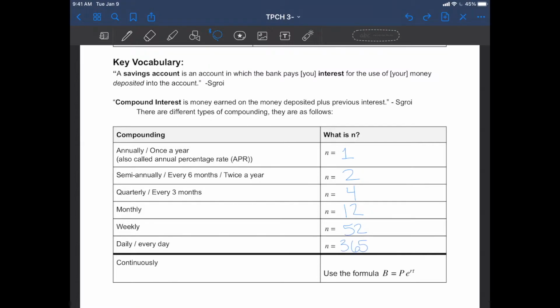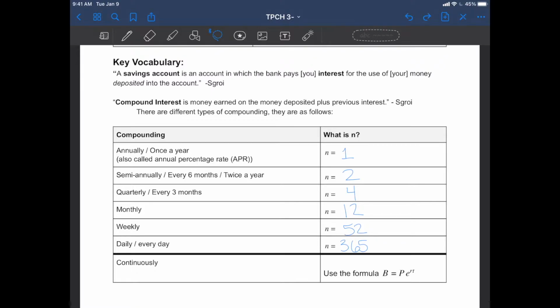And daily, we're just going to go ahead and assume 365, but of course on a leap year, we would use 366. And I'm not sure if a lot of people decide to use 365.25 to accommodate, but that's okay. For the most part, we're going to use 365 every time we say daily.